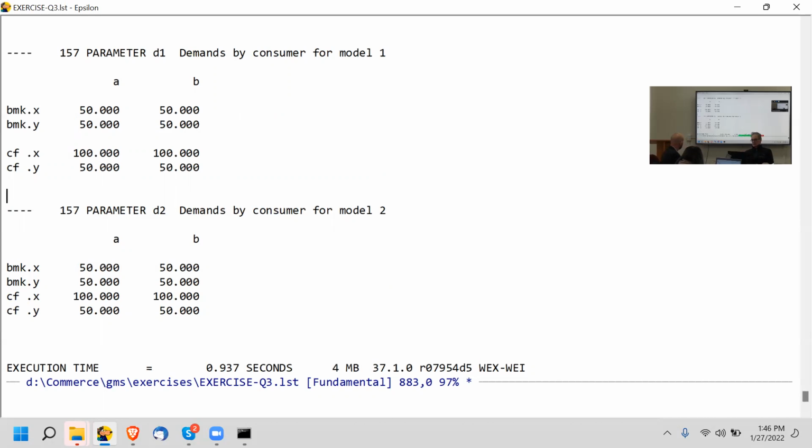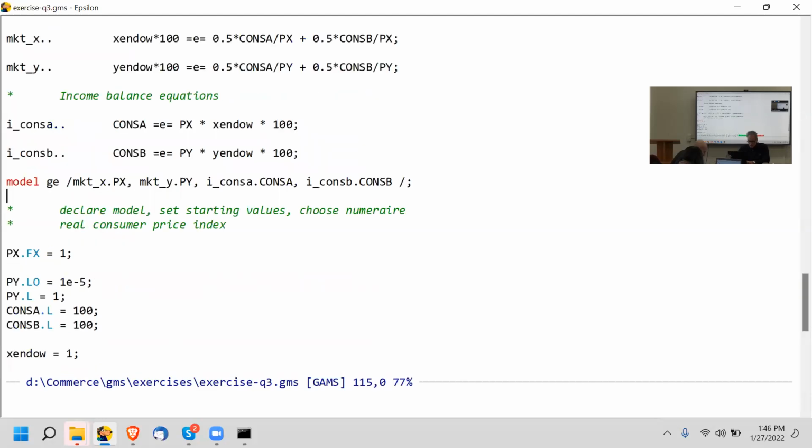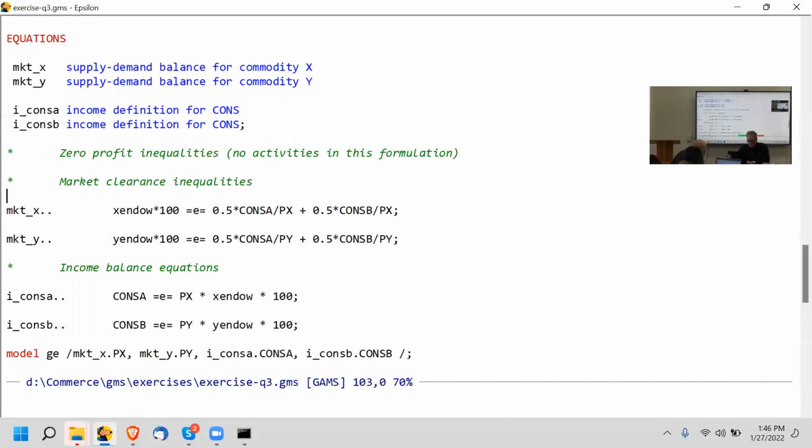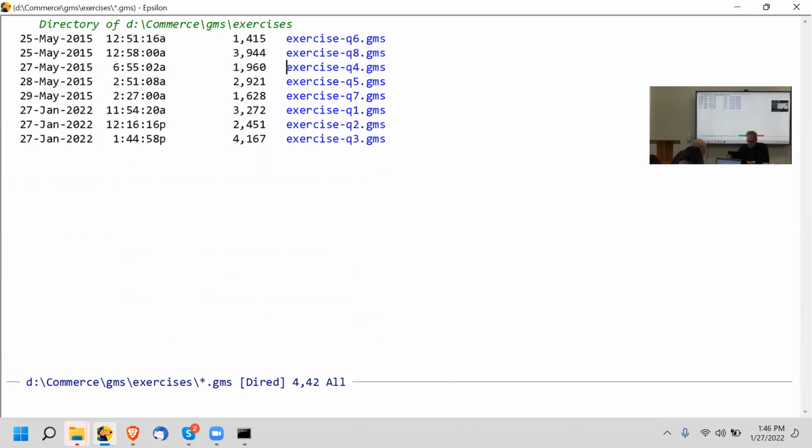That's because it's Cobb-Douglas. That's clearly just a consequence of the Cobb-Douglas framework. If I were getting crazy, I could make a CES version of the same model.